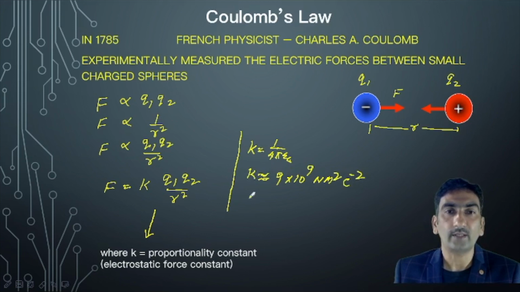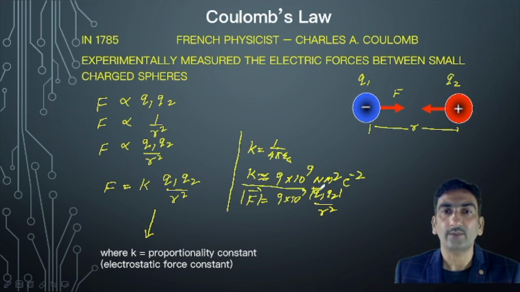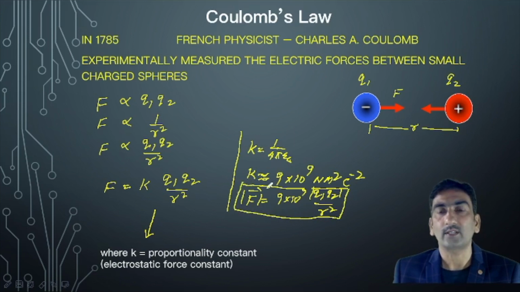So that means the final formula becomes F = 9 into 10 raised to power 9 Q1 Q2 over R square. We can use this equation to calculate the magnitude of this force, where Q1 and Q2 are the magnitudes of these charges, and F is the force of attraction if they are unlike charges, and this F would be the force of repulsion if these charges are the same.